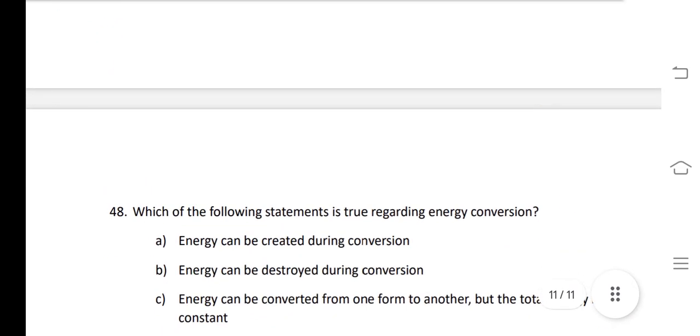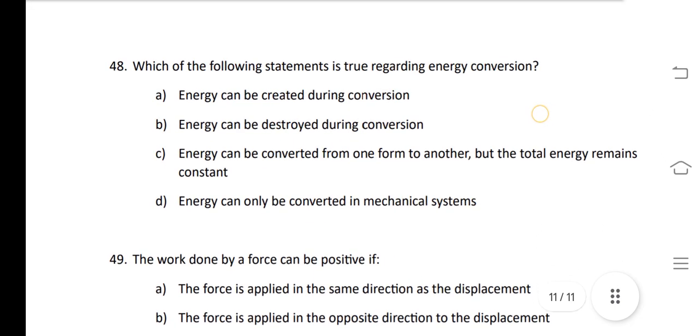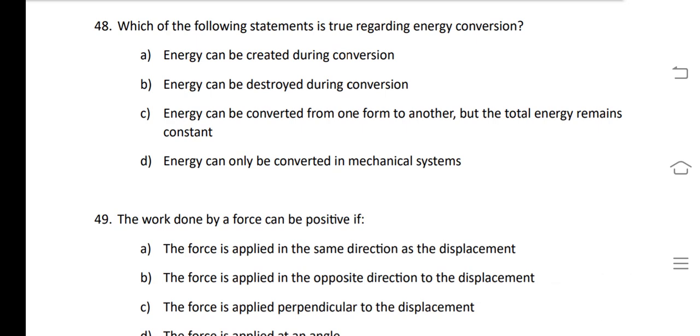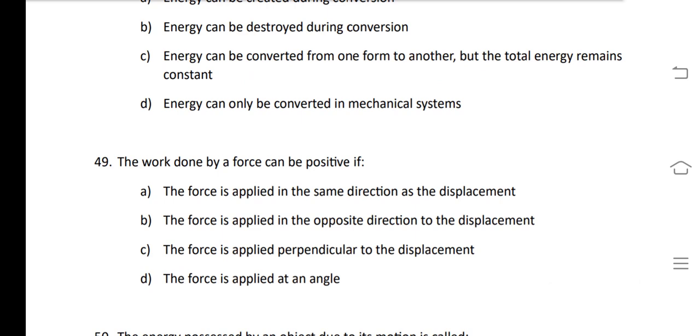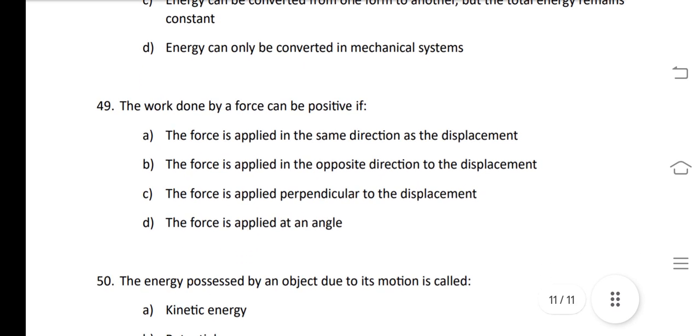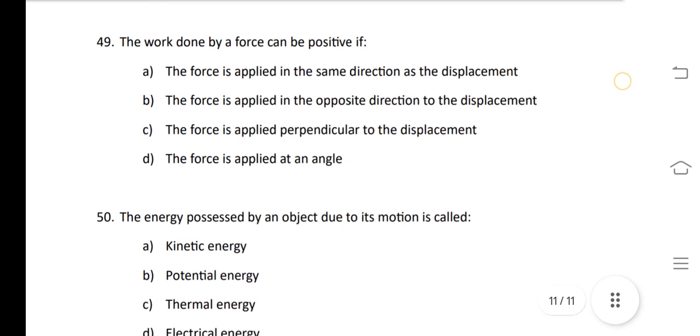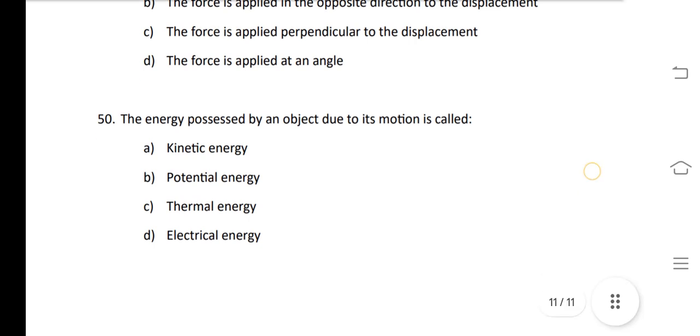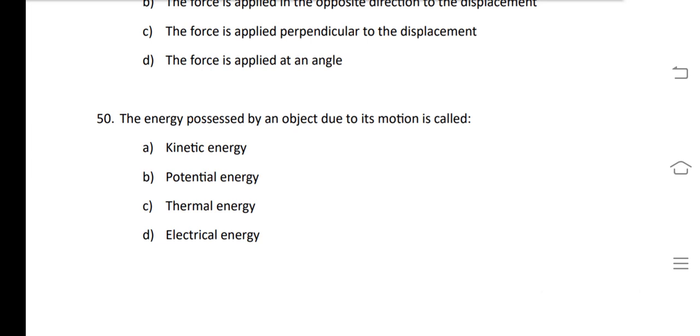Our next question: which of the following statements is true about energy conservation, energy conversion? That is option number C, which says energy can be converted from one form to another but the total energy remains constant. Our next question says work done by the force can be positive if the force is applied in the same direction as that of displacement. Our next question: the energy possessed by an object due to its motion is known as kinetic energy.